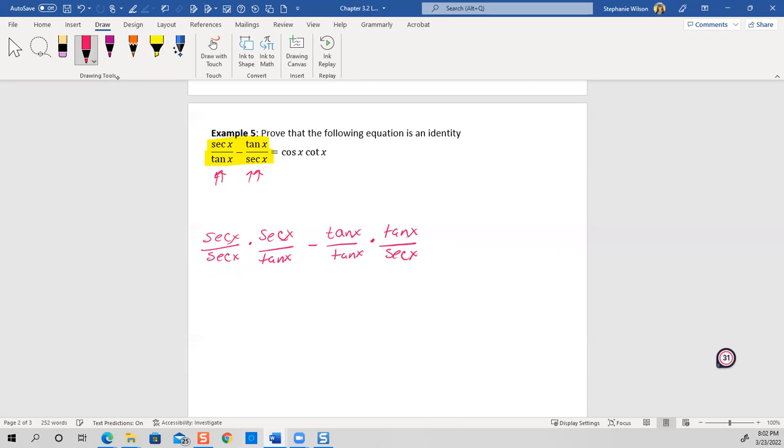All right. So now when I do this, I can clean it up. It's all going to be over the same denominator. And if you go to our identities, you'll find that 1 equals secant squared x minus tangent squared x. So now I have 1 over tangent x secant x; the order doesn't matter. So when we write that, this is what we got in the end.